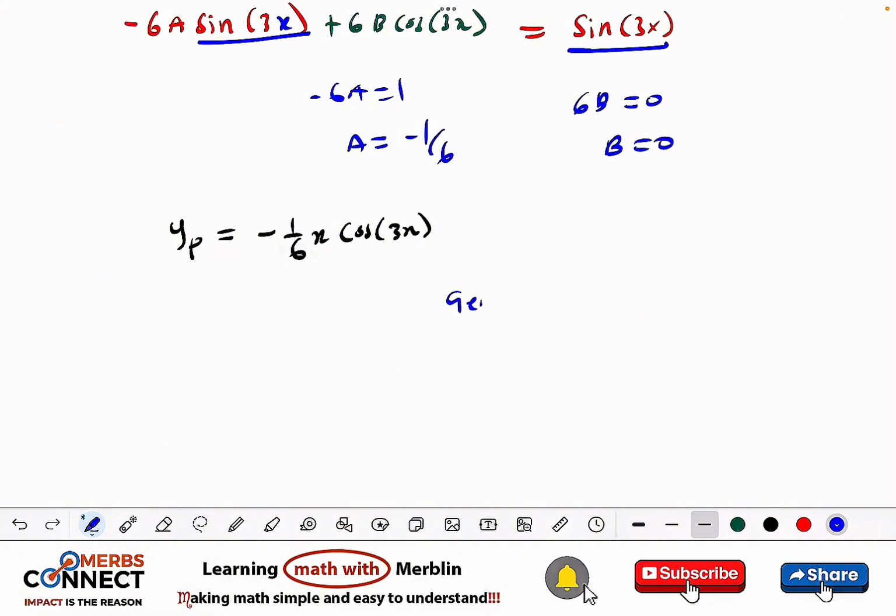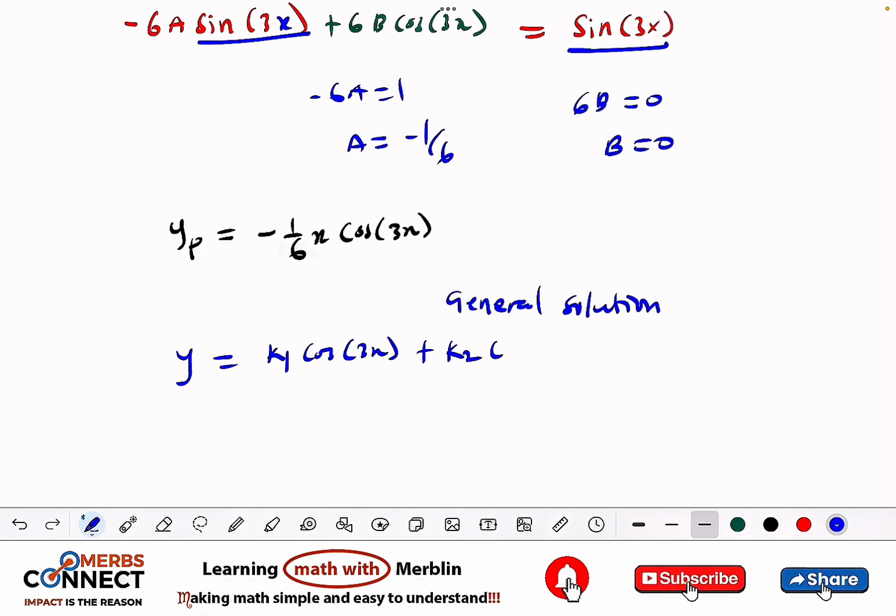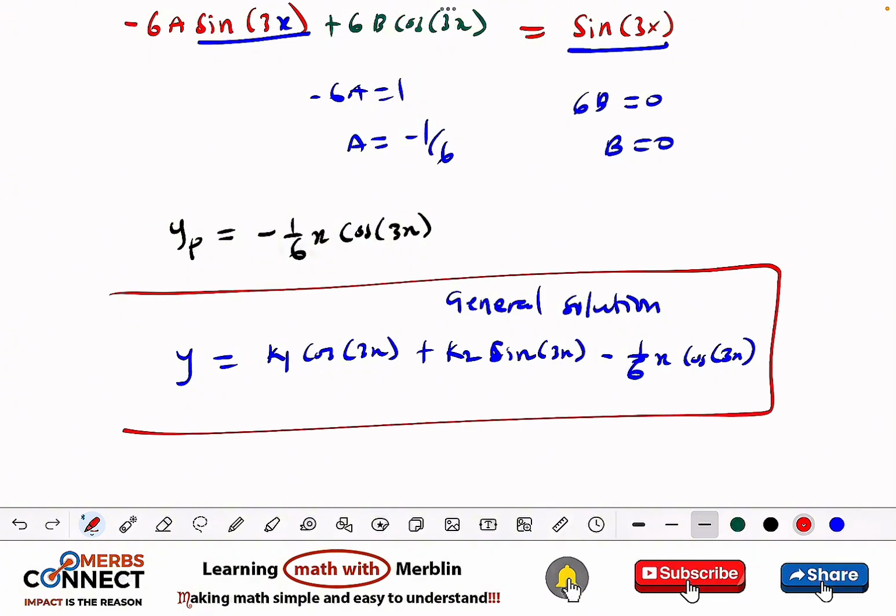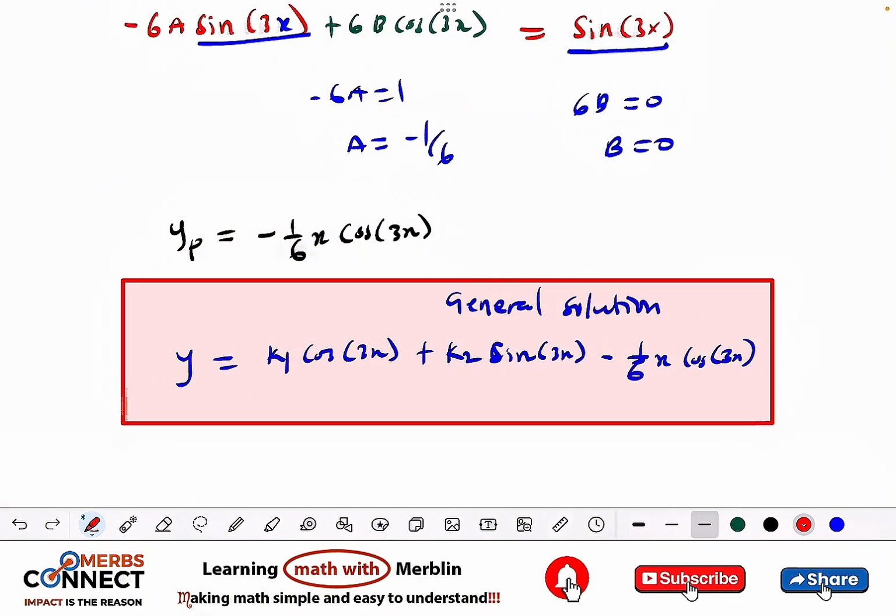So our general solution will be the complementary solution, which is k1 cos 3x plus k2 sine 3x, plus the particular solution. So we add that particular solution. So this is the general solution that we are going to have.